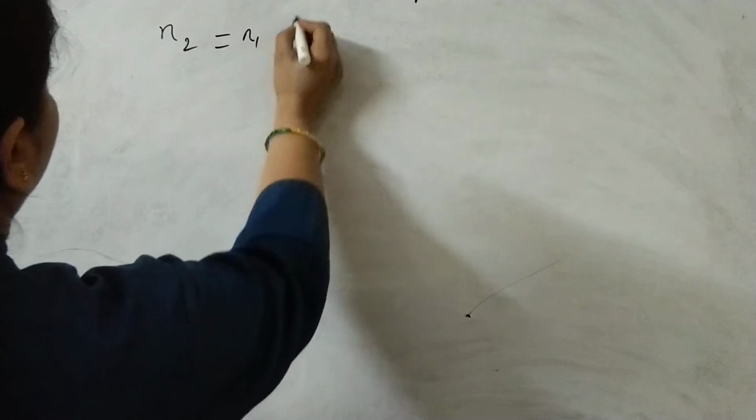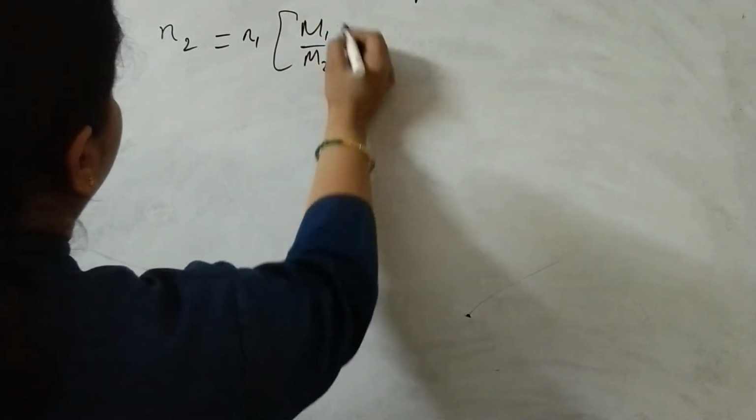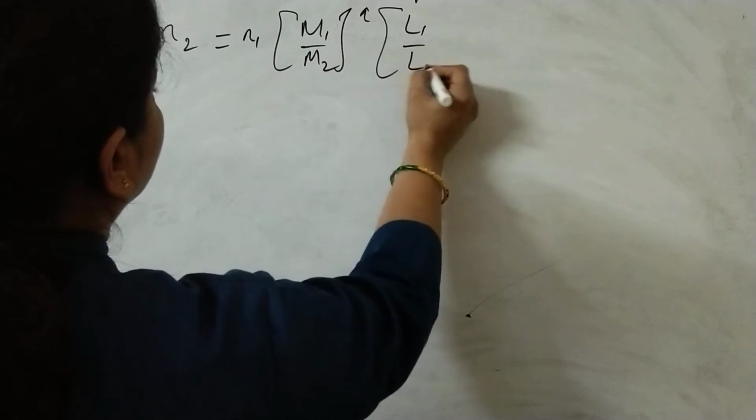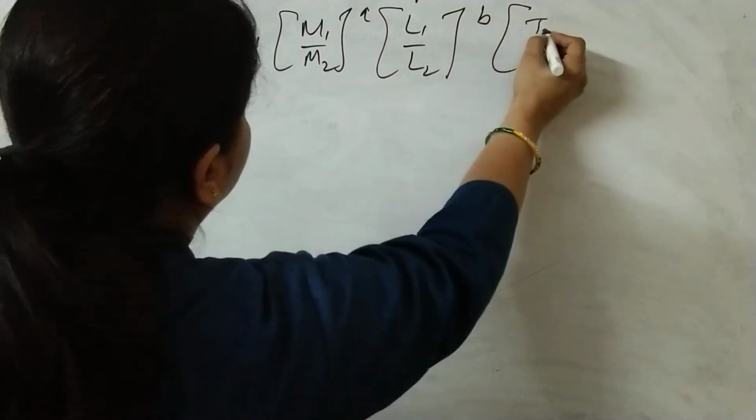So we are talking about the same physical term. What is the physical term? Force. Because we are talking about the same physical term, the only difference is the change in unit from one system to the other. So if the value is given in one system of unit, and we need to find out the value in the other unit, how can we do it? We have a basic formula: N2 is equal to N1 times M1 by M2 to the power a, L1 by L2 to the power b, and T1 by T2 to the power c.